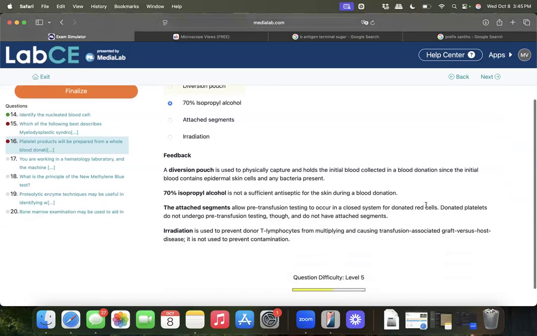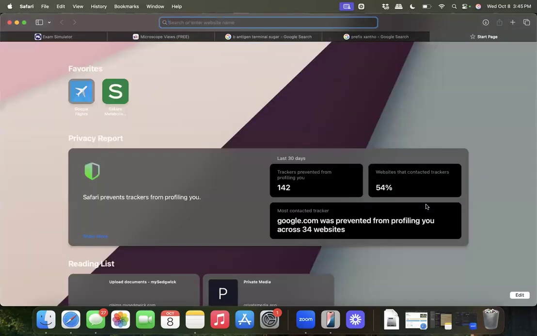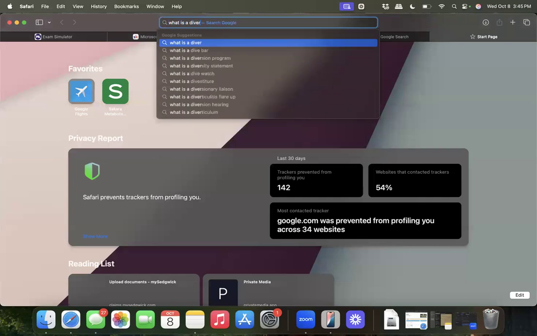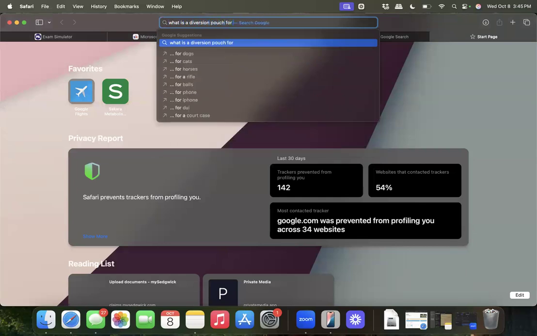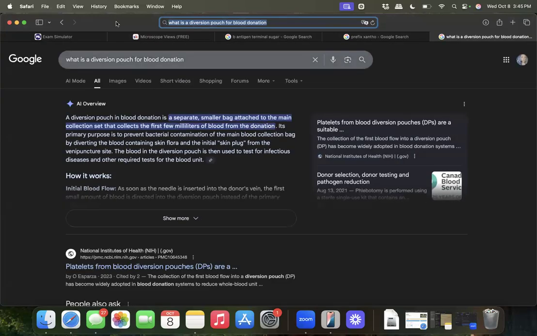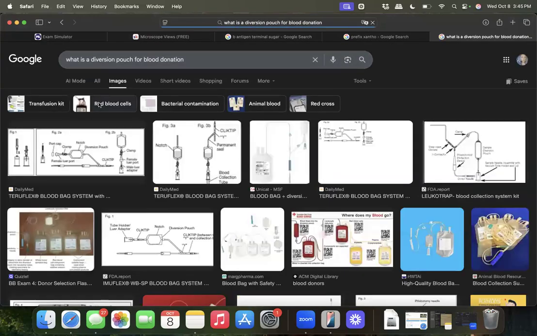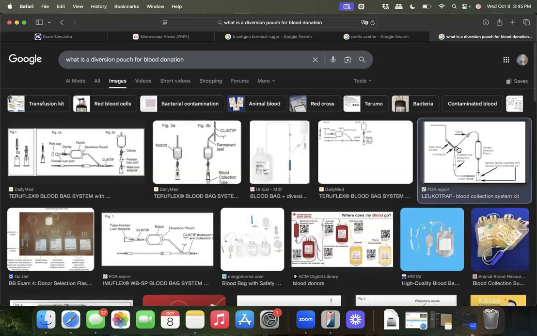Okay, me personally, I'm going to be completely honest with you. I've never heard of a diversion pouch. But let's look at what is a diversion pouch for blood donation? I'm a visual learner. Okay, let's move the chat over. I saw it in a blood donation center. Damn, Nilab. All right, let's click this one.